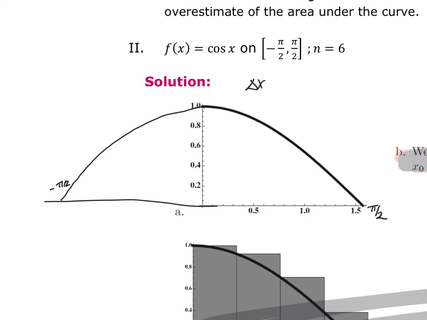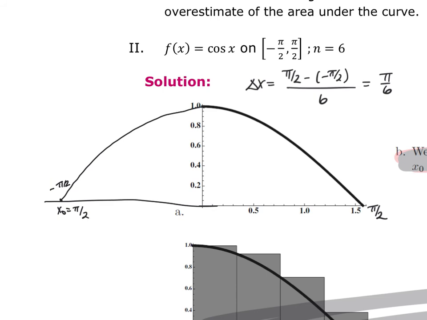So my delta x is going to be pi halves minus a negative pi halves, divided by 6. So this is going to be pi halves plus pi halves, which is pi. So it's pi divided by 6. So this is my starting point. This is my x naught, which is negative pi over 2.